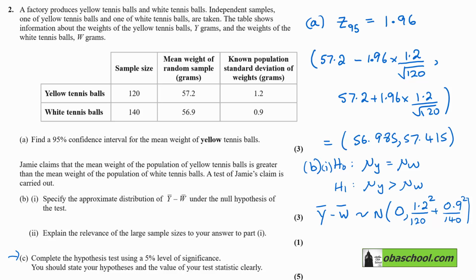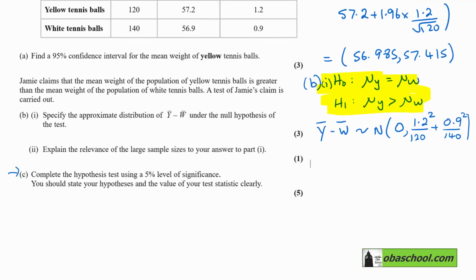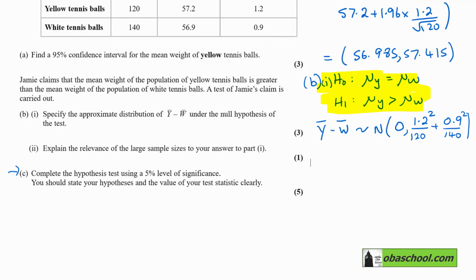Now in part C, we're asked to complete the hypothesis test using a 5% level of significance. You should state your hypotheses and the value of the test statistic. Well, we already stated the hypotheses up here, but just to make sure I get the marks, I might restate them down there. And then we can go ahead with our test.